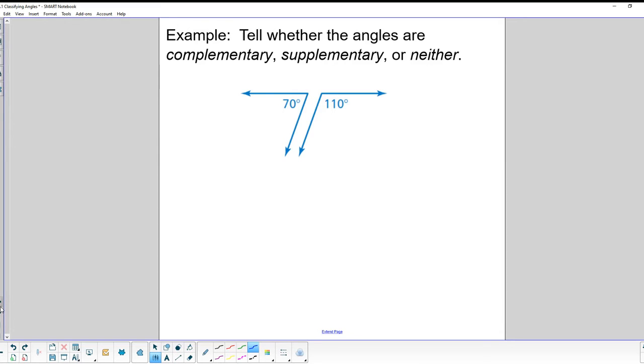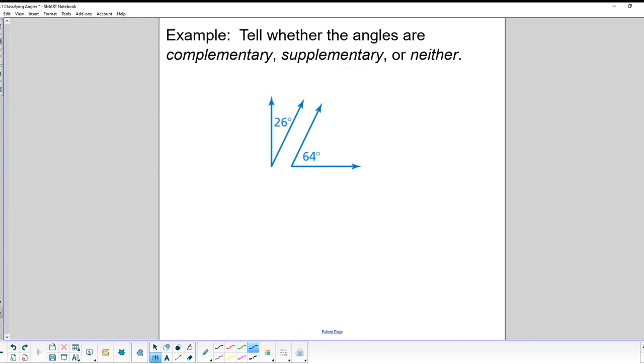All right, so here's an example. Tell whether the angles are complementary, supplementary, or neither. Well, if we take the two angles, we got 110 and 70, and all we need to do is add them together. And this is a pretty good example, pretty easy example. So that ends up being 180 degrees. So that makes them supplementary angles.